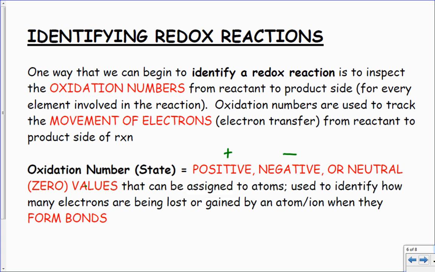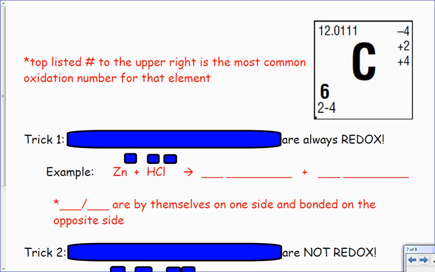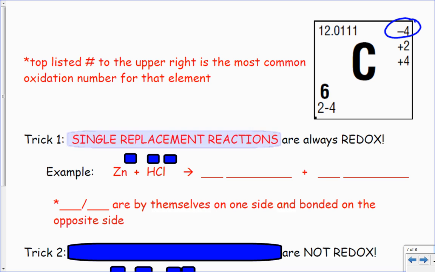And I can also identify how many electrons are being lost or gained in an atom by the number of bonds that they form. So that's back to Lewis dot structures, right? The top listed number in the upper right, so in this case for carbon would be -4, is the most common oxidation number for that element, okay?